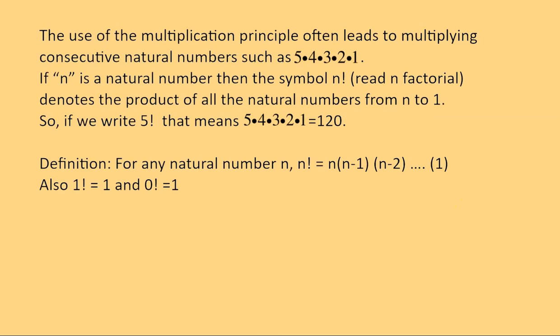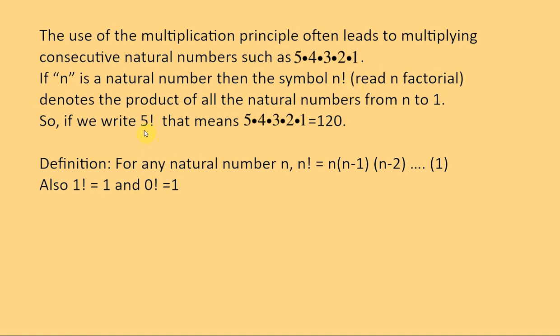The use of the multiplication principle often leads to multiplying consecutive natural numbers, such as 5 times 4 times 3 times 2 times 1. We saw in our last example where we had the 9-person baseball team, we started with 9 and went down from 9 to 1. So if n is a natural number, then the symbol n!, which looks like a little exclamation mark and is read n factorial, denotes the product of all the natural numbers from n, whatever number you start with, down to 1.